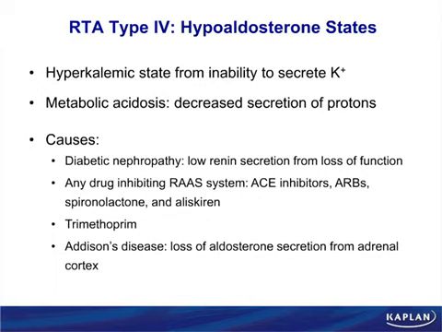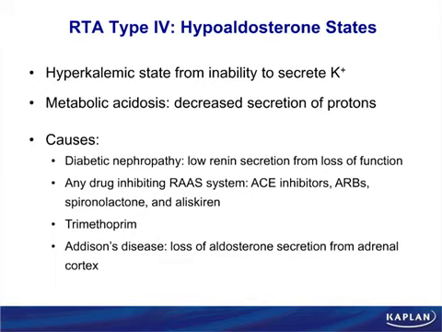What are the causes of a hypoaldosterone state? Well, we could commonly see it in diabetic nephropathy. In diabetic nephropathy, you have a low renin state. So this is a hyporenin, hypoaldosteronism. We commonly see it in any drug that inhibits the RAS system: ACE inhibitors, ARBs, spironolactone, eplerenone, aliskiren. Trimethoprim can also cause a type 4 RTA, and I've seen this before.